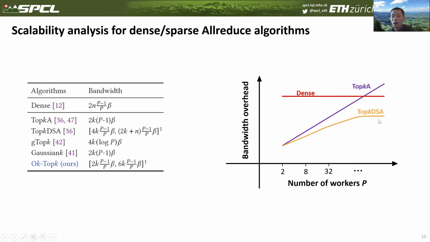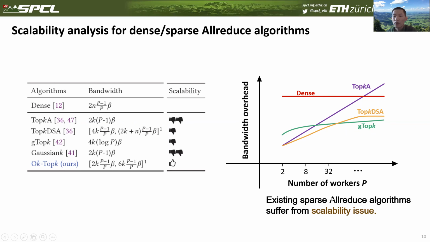And top K DSA suffers from the filling issue as the number of workers increases. At some point, the all-gather phase will completely switch to dense format. For G-Topk, the bandwidth overhead is proportional to log P. Although it's growing slowly, eventually it will surpass the dense Allreduce. So overall, the existing sparse Allreduce algorithms suffer from a scalability issue. Therefore, we propose our own algorithm, Ok-Topk. It has less than 6K bandwidth overhead, which is more scalable than the other algorithms.